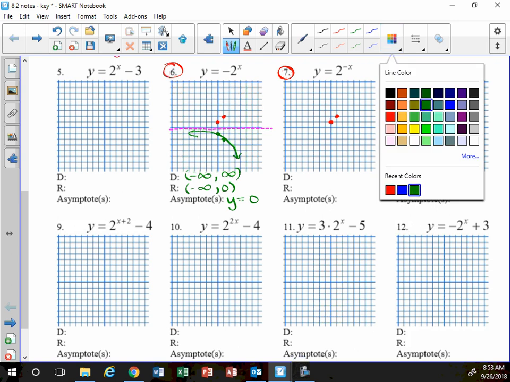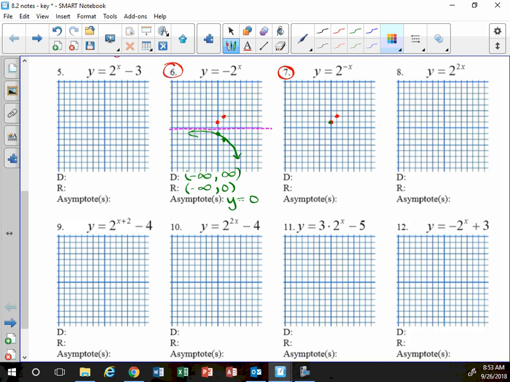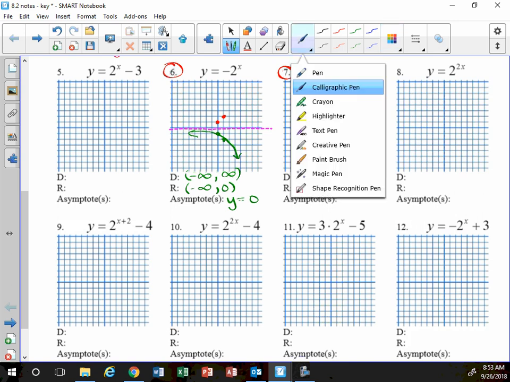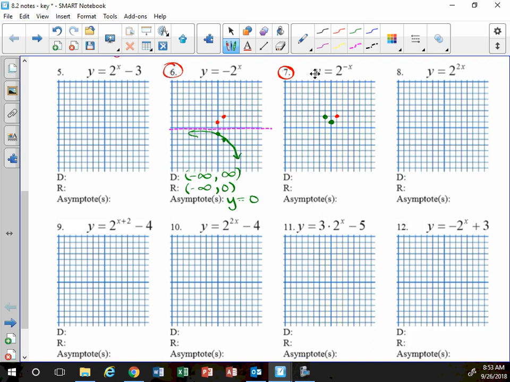So, is the point 0, 1 going to go anywhere? No. And 1, 2 is going to become negative 1, 2. What about my asymptote? Same, okay. And then sketch your shape. Looks like exponential decay.